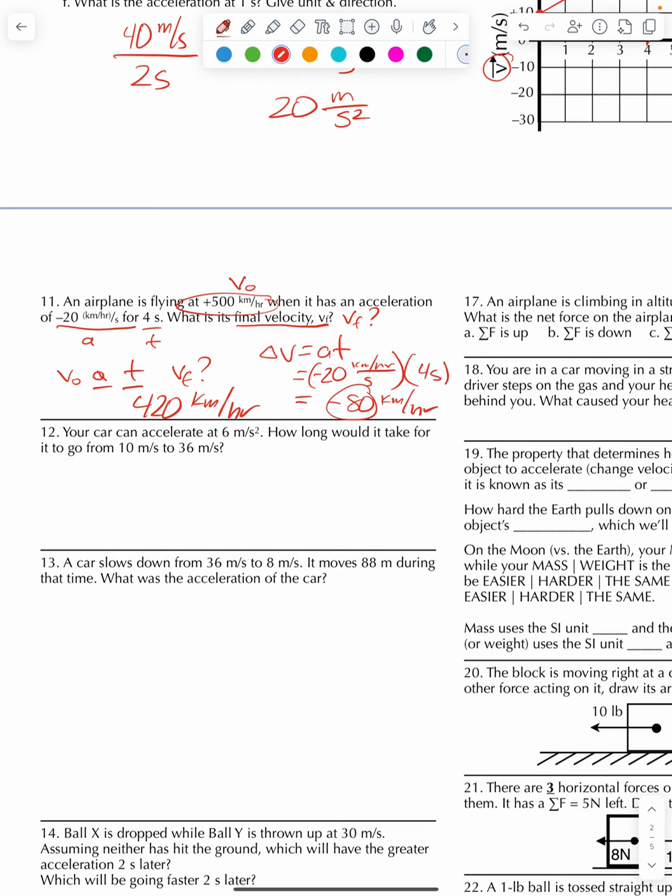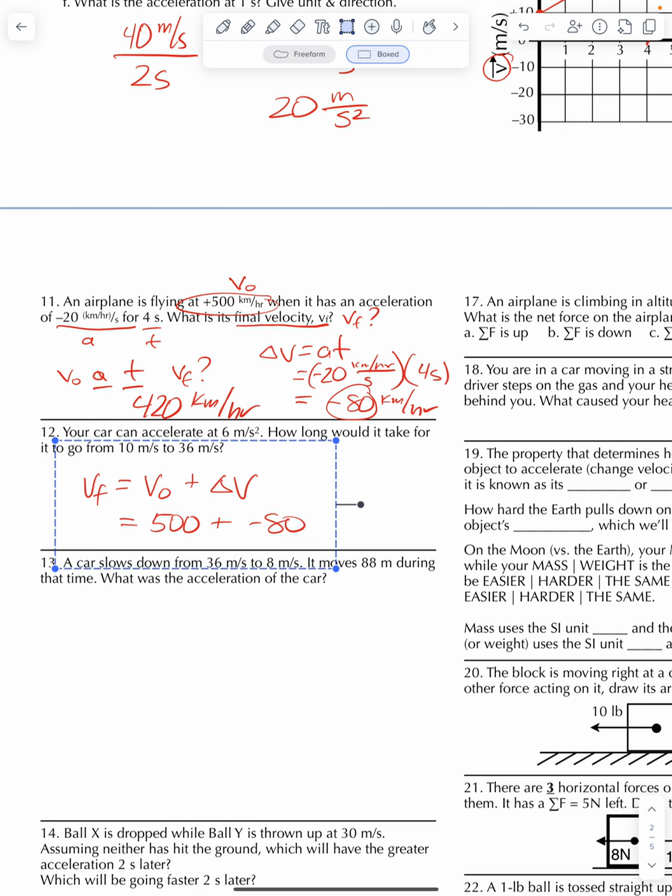Now I'll erase this in a second to create some space here. If you're not doing DESPA, but you're a little confused by that, remember that the V final is always your initial velocity plus your change. So your initial was 500. Again, I'll leave out the units this time. Plus your change is negative 80. And what's 500 plus negative 80? 420. All right. So again, the way you get success from this is by identifying what the given information is and just finding the equation that works.